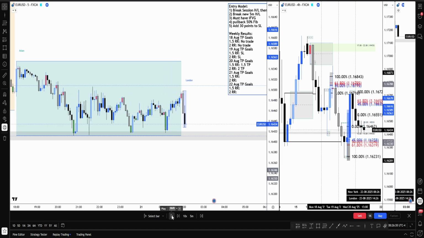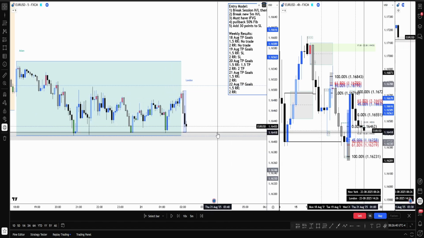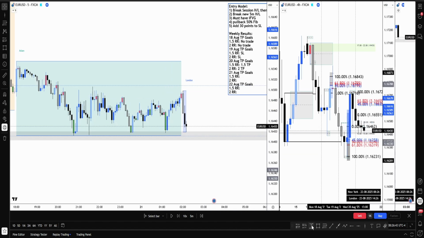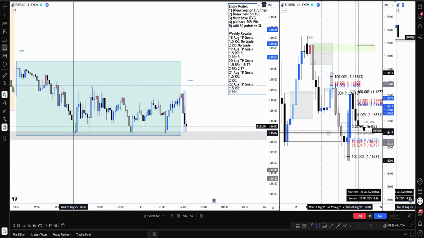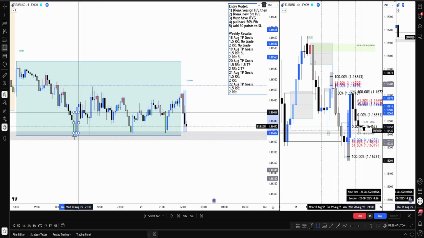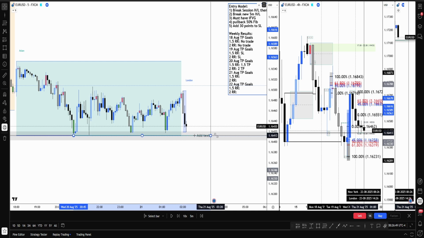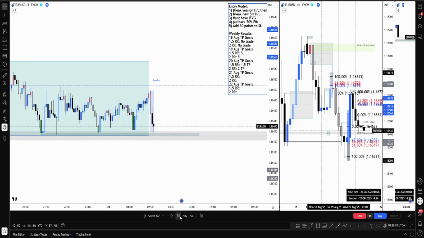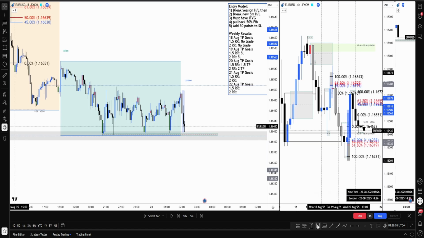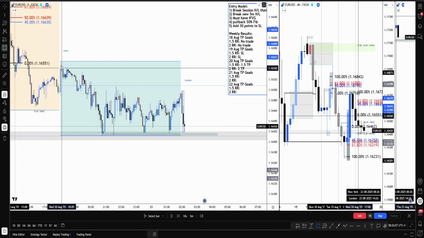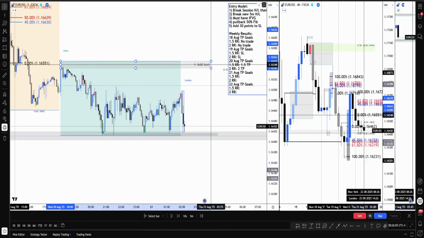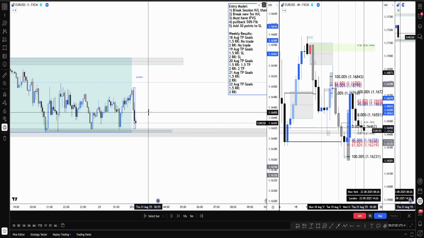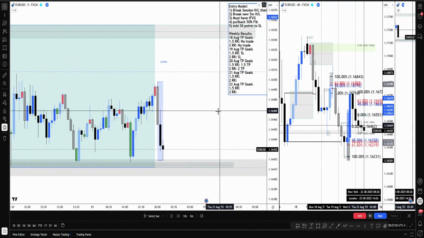Okay, London. Asian session. We were waiting for the break of the Asian session. There we go. That's candle wicks there. And then this one here. There we go. Right. So let's move. Let's just zoom in.